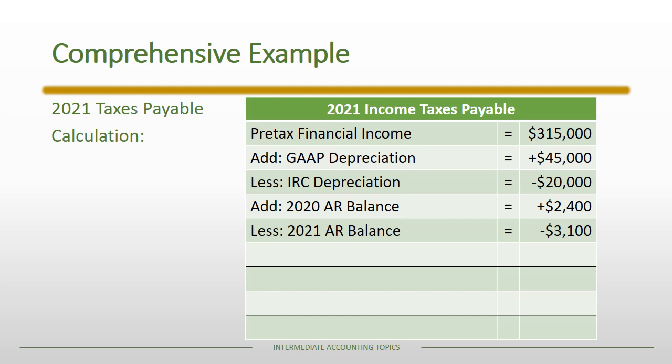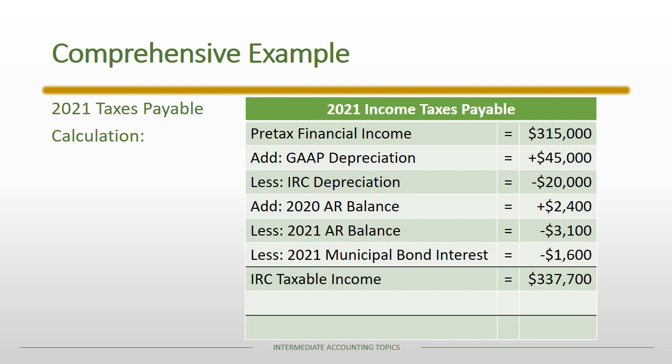First of all, we had the collection of the 2020 accounts receivable, so that would be revenue under the Internal Revenue Code in 2021. And then of course we do have the outstanding receivable at the end of 2021, which would have been recorded as revenue under US GAAP, but would not be recorded under the Internal Revenue Code until 2022. Again, we need to subtract the municipal bond interest of $1,600.